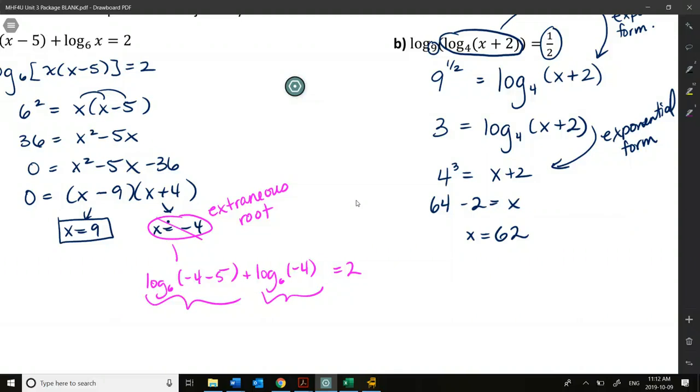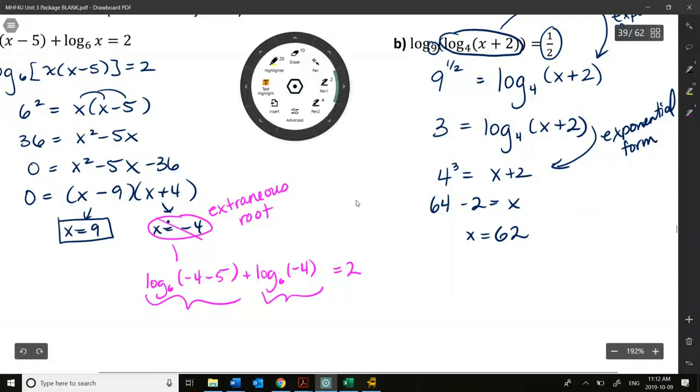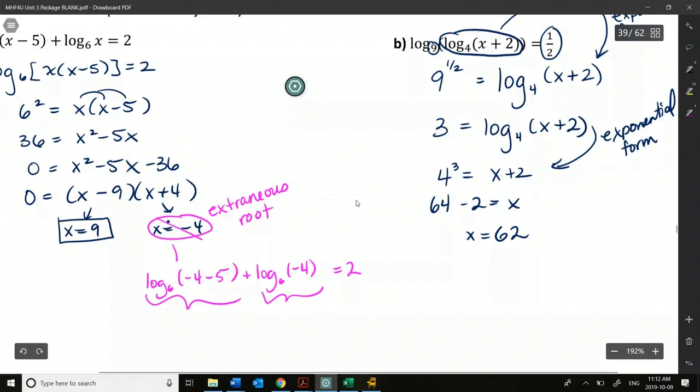Okay, what we do need to check in this question is we need to make sure that 62 doesn't cause us to take the log of a negative when we put it in log base 4 of x plus 2. And then also that it doesn't cause us to take the log of a negative once that's calculated and it's inside the log base 9 of that value. So we need to check two things here.